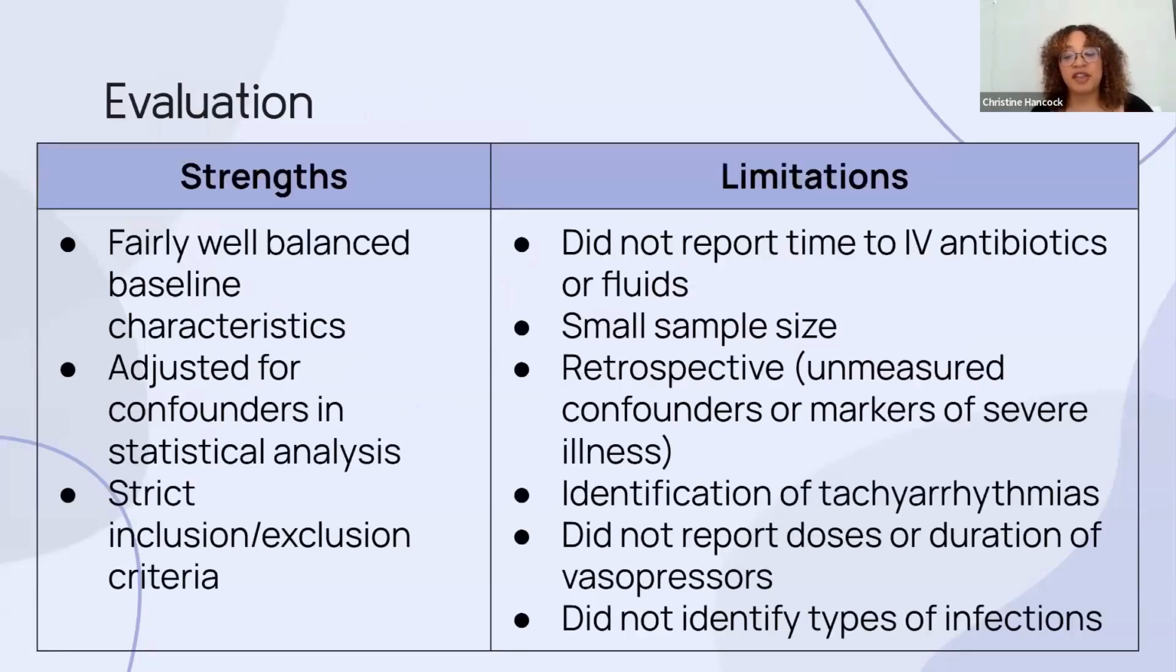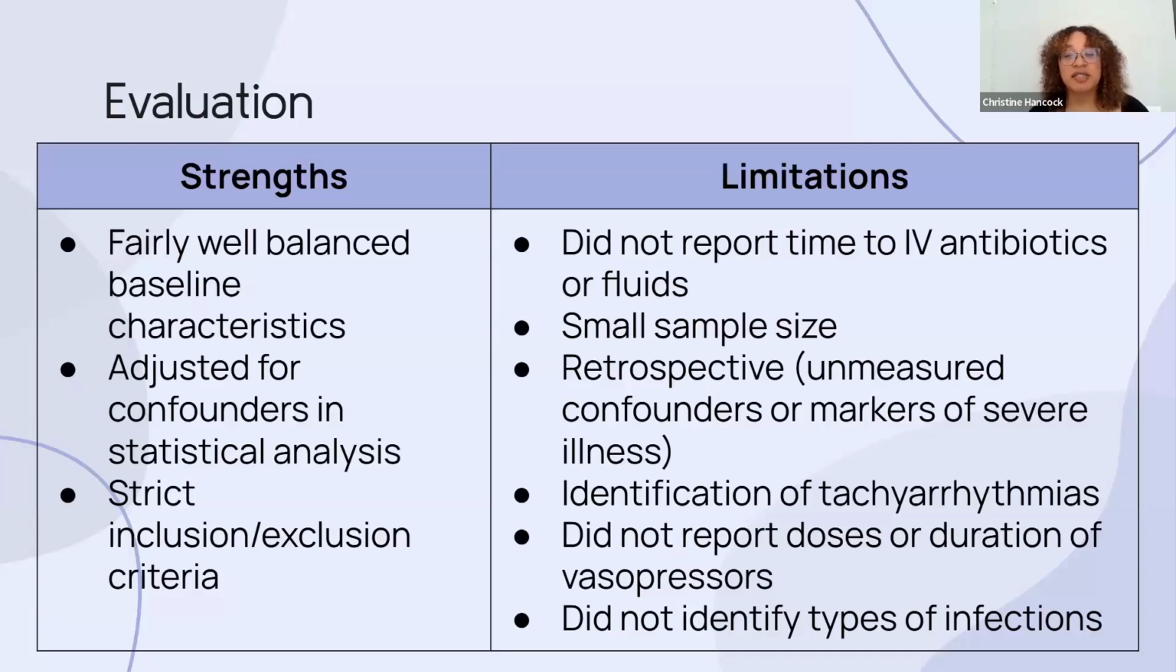And so in terms of evaluation of the study, in terms of its strengths, we'll first talk about how the baseline characteristics were fairly well balanced. They did attempt to adjust for confounders in their statistical analysis, and they did have a very strict inclusion and exclusion criteria to help mitigate the provider bias depending on the patient's clinical presentation.